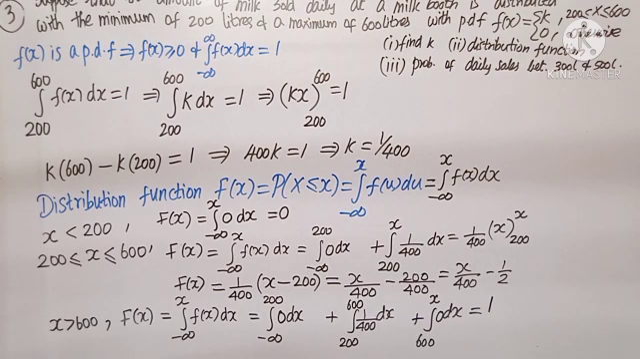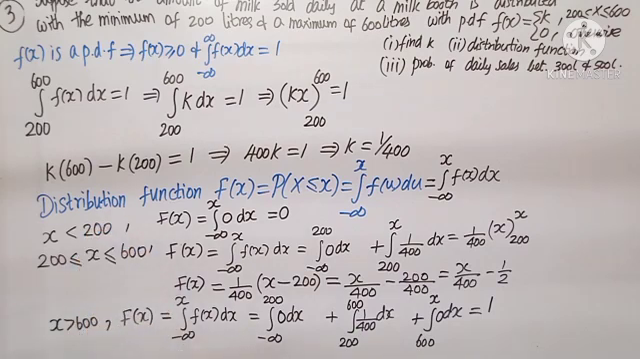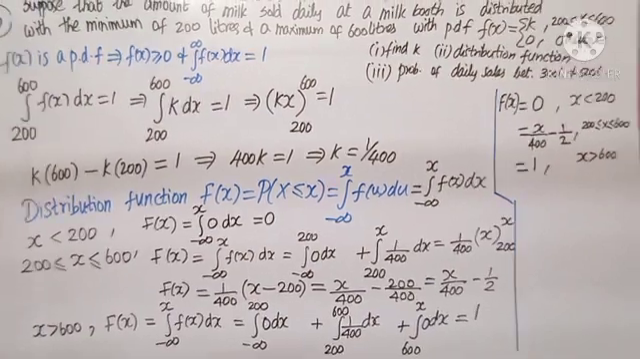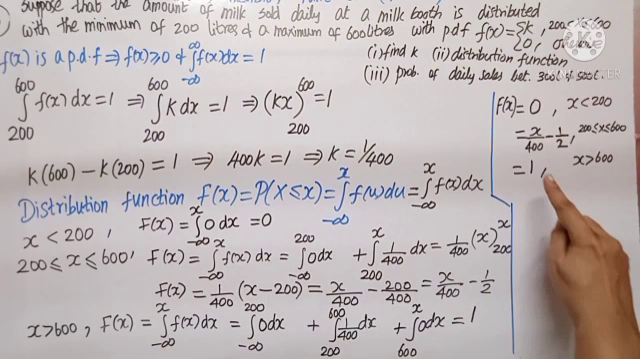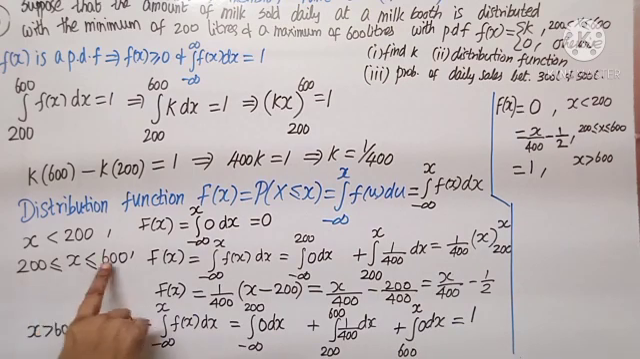So, we have found out the distribution function for 3 different intervals: below 200, between 200 and 600 and above 600. Let us tabulate the values. F of x equals 0 when x is below 200. x by 400 minus 1 by 2 when x is between 200 and 600. 1 when x is more than 600.